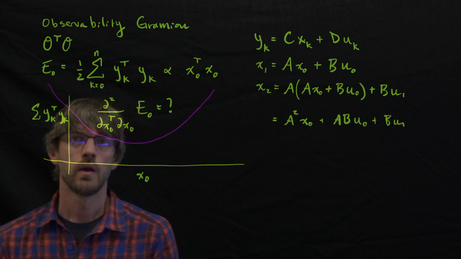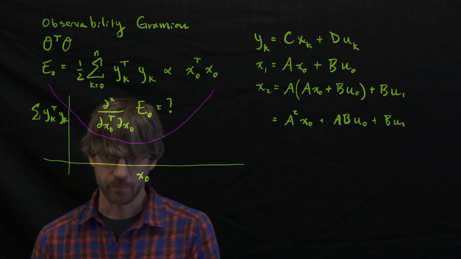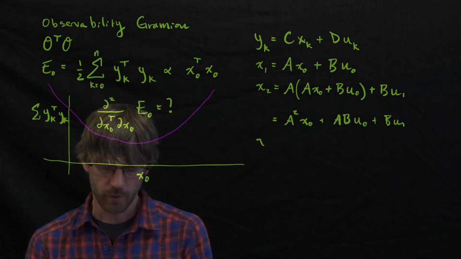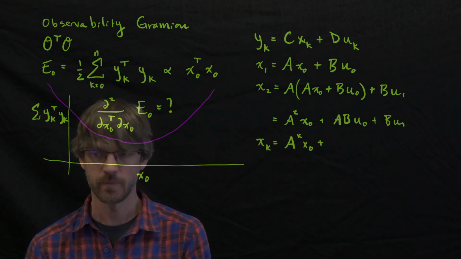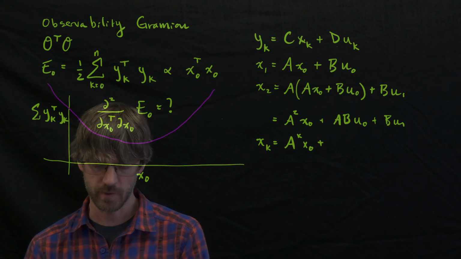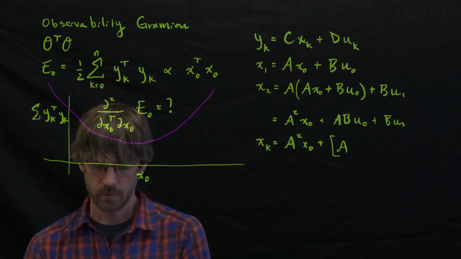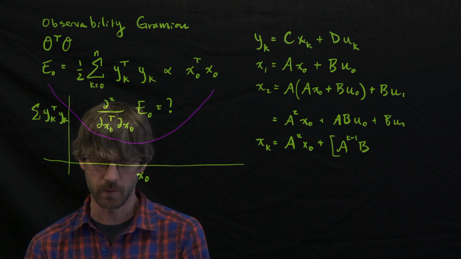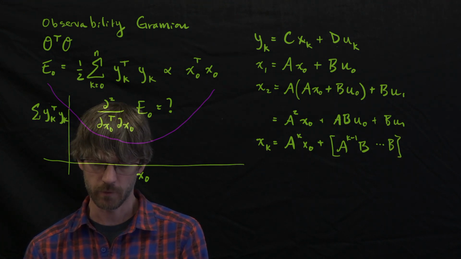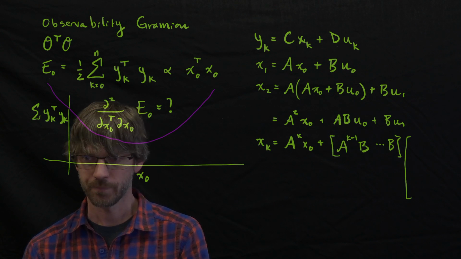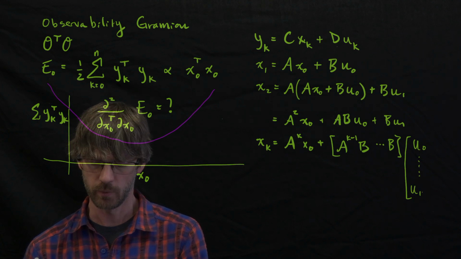Now if you were to repeat this, you'll see a pretty familiar pattern. So let's go ahead and write out what that would be. For xk, this is going to be A to the k x0 plus, and now I'm going to write this out as a matrix product instead of a sum of individual components. So we'll have A to the k minus 1 times B, and we'll have increasingly smaller orders of A until we get all the way down back to B, and that's all going to be multiplied by our u0 at the very top, all the way on down to u k minus 1.